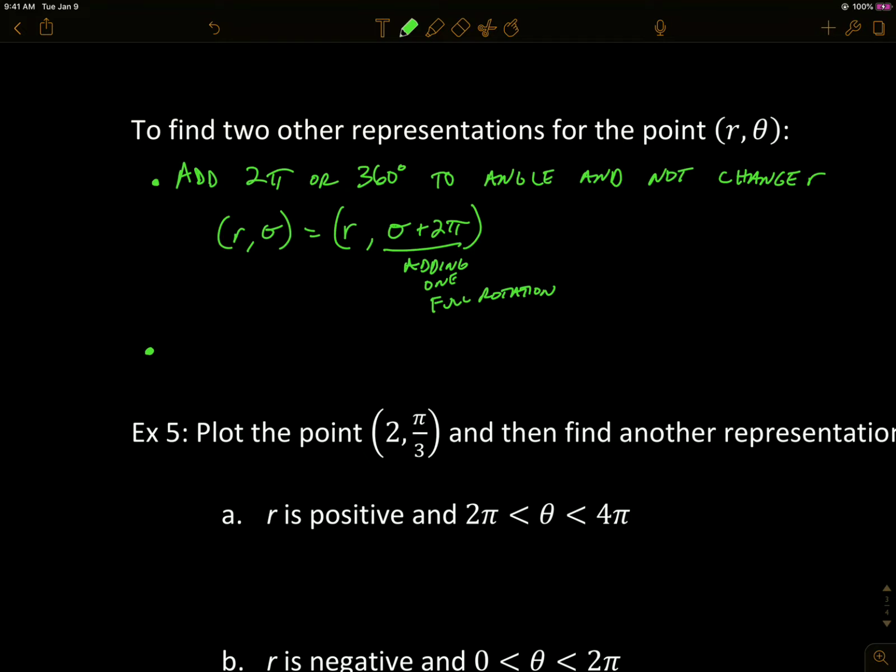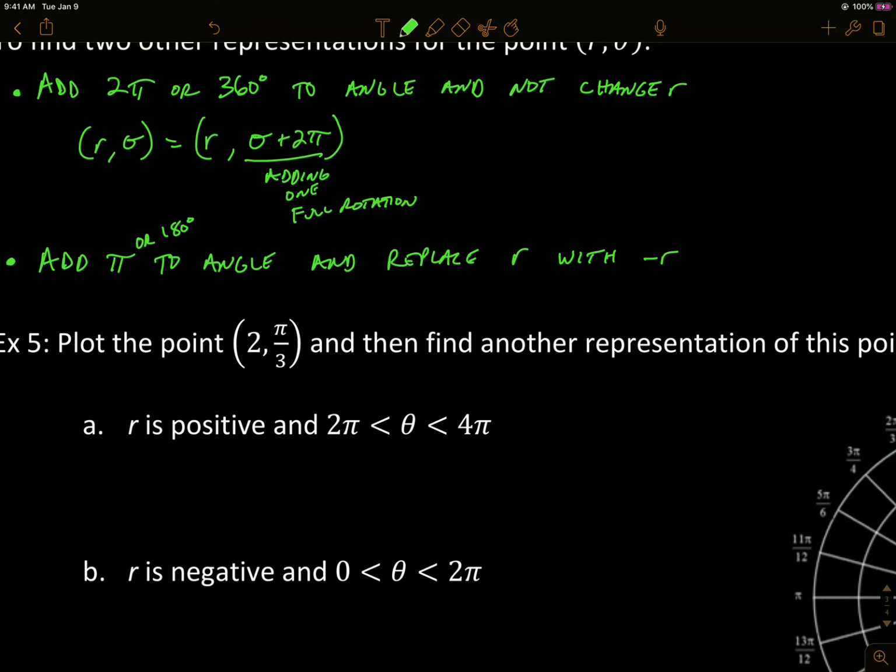That's one way. A second way to do it is to add a half a rotation, so add pi to the angle. And I should say add pi or 180 if it's in degrees. And replace r with negative r. So that would look like this. My original point, r, theta, would equal negative r, right? I would change that to a negative, and then it would be theta plus pi. This accounts to adding half of a rotation. And that negative r is that directed distance. You're going to go in the opposite direction.